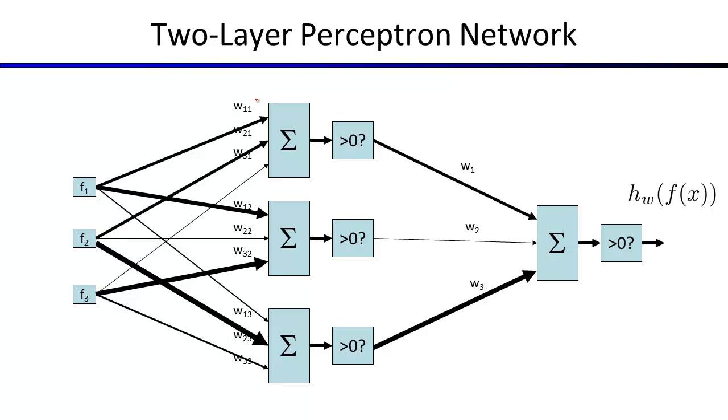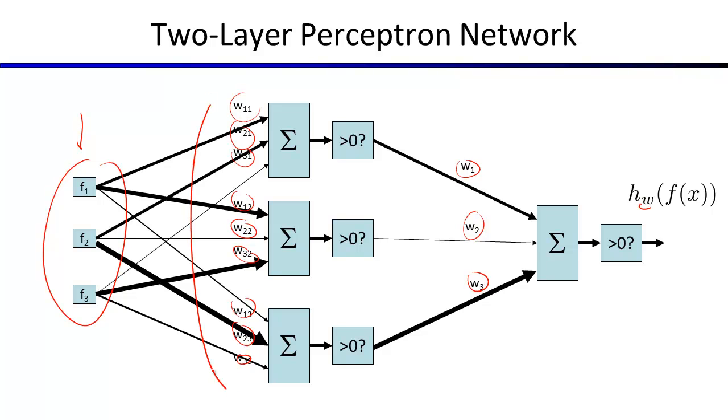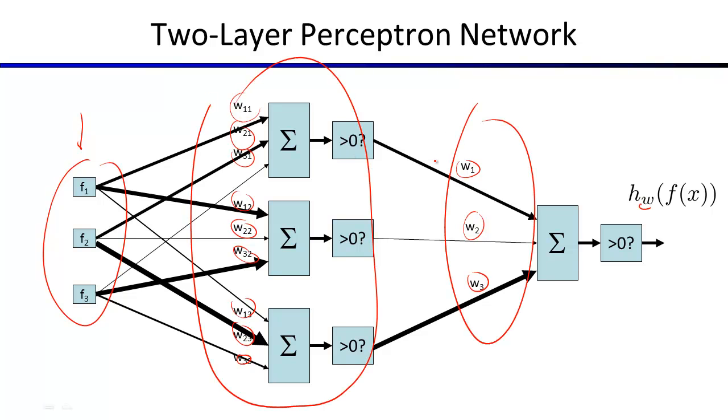Okay, so our hypothesis is something that depends on the weights. So the decision we make for some input f of x depends on the weights here, here, here, and so on. So even though originally we only have three features, in this particular scenario we actually have 12 weights that need to be learned. Some of the weights are being learned in the first layer over here, and then some are learned in the second layer over here.